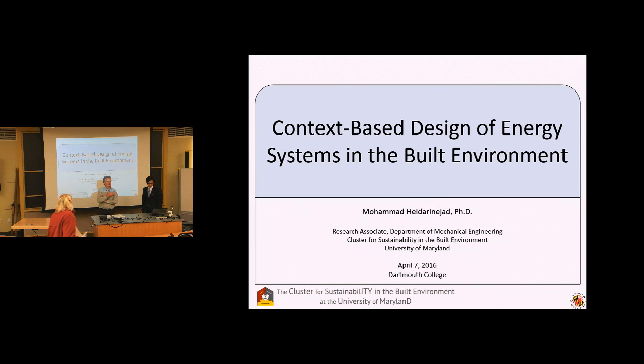Mohammad got his bachelor's degree in mechanical engineering from Sharif Technical University in Iran, and then got a master's degree in architectural engineering from Penn State, followed by a PhD in mechanical engineering from Penn State, and is now at the University of Maryland in the Department of Mechanical Engineering, but in a specific cluster that looks at the built environment that he will tell you more about. And so I will sit down so that you can hear as much from him as possible.